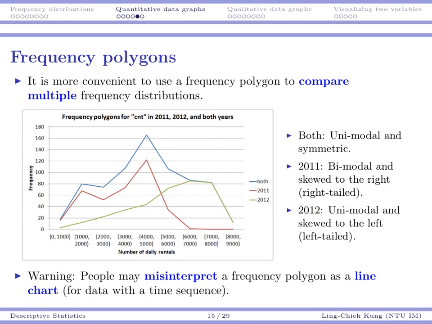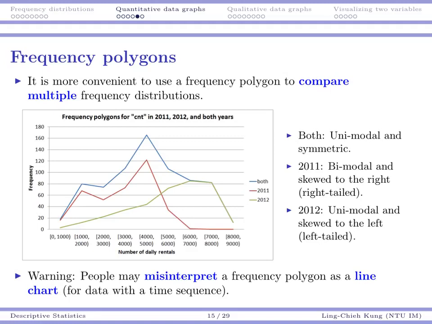For the 2012 curve, well, the peak is here, so it's skewed to the left. So the skewness or symmetry is important when you want to describe a distribution. And how many modes you have is also another important thing to know. Okay, so all of them can be visualized with a histogram or with frequency polygons.